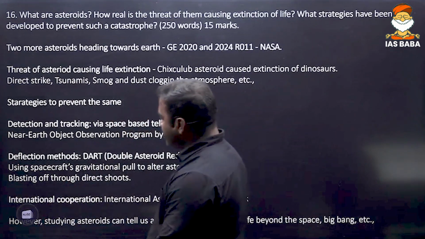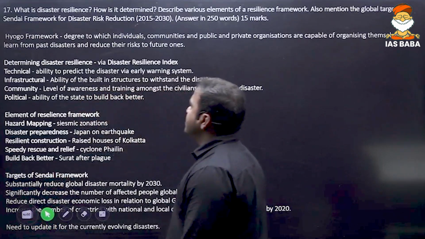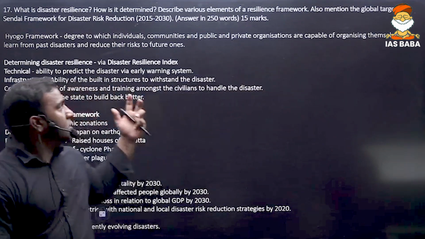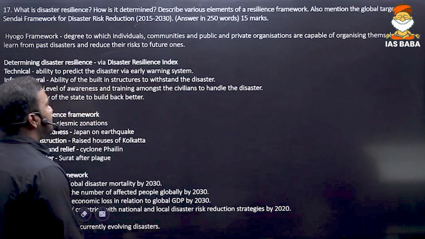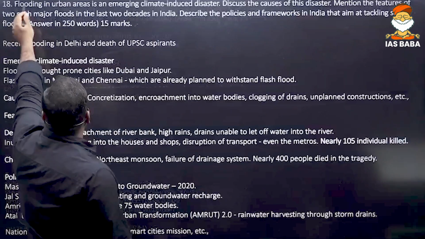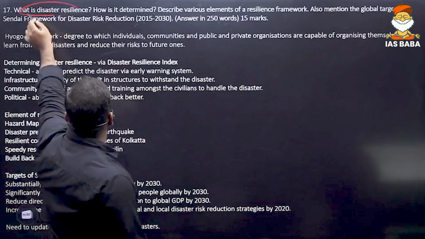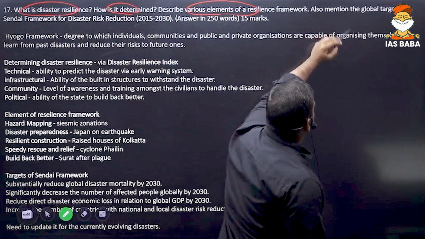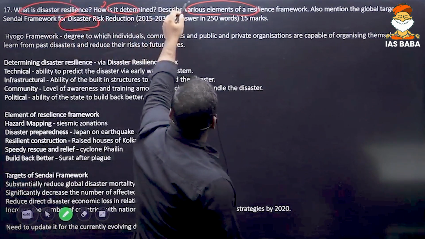Yes, so give your best. Then 17th: What is disaster resilience? How is it determined? Describe the various elements of the resilience framework. Also mention the global targets of the Sendai Framework for Disaster Risk Reduction. So, multiple demands: what is disaster resilience, how is it determined, the elements, and the Sendai Framework.